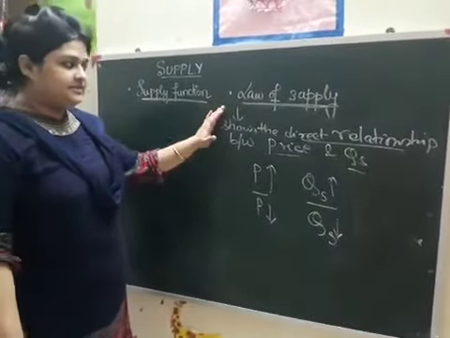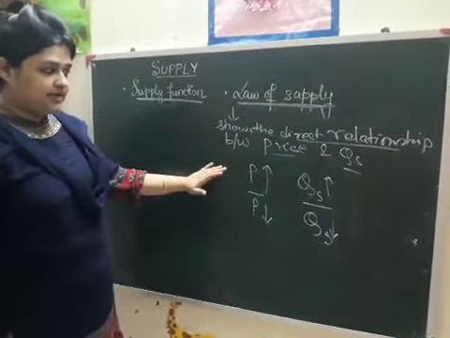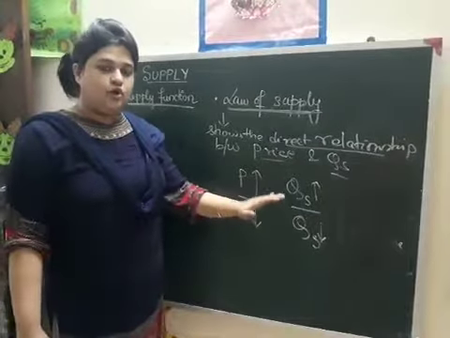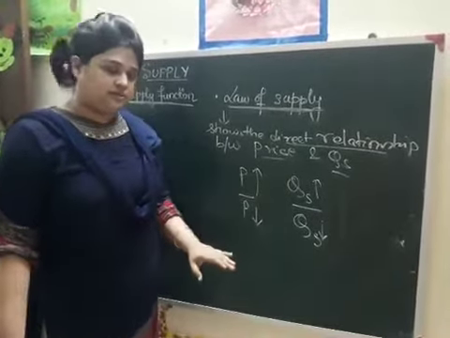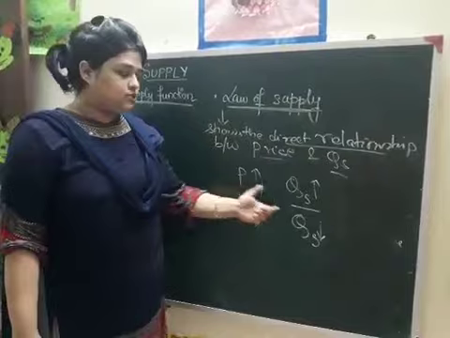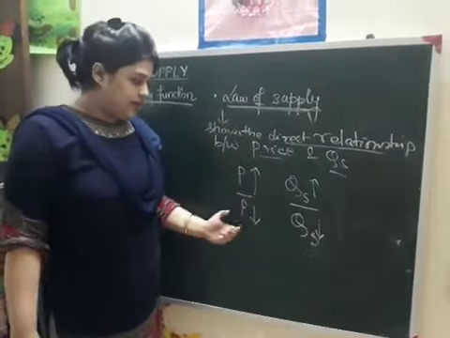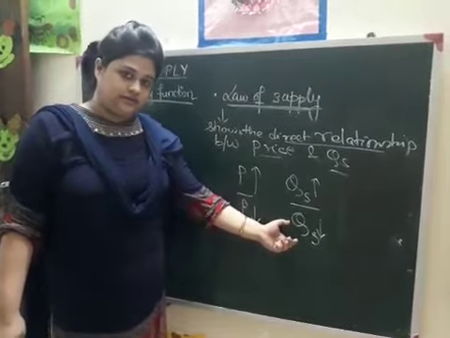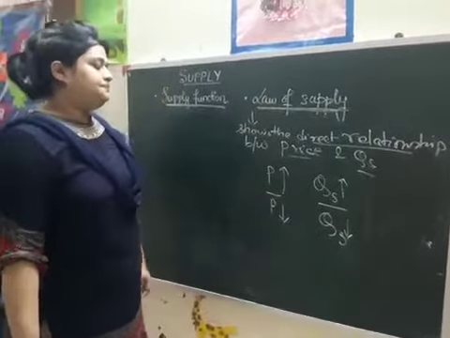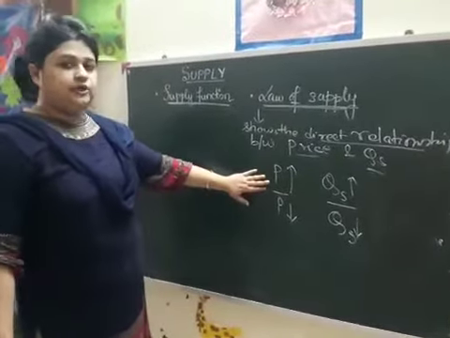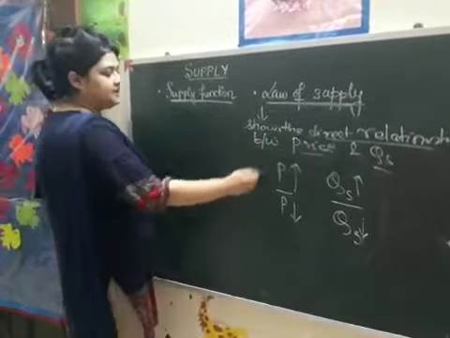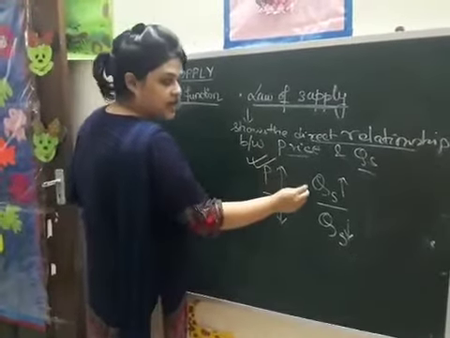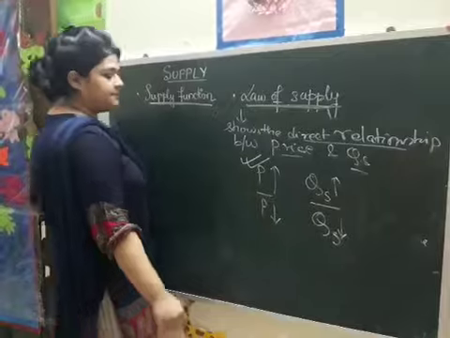So law of supply tells that the price of a commodity and its quantity supplied always have a direct relation. That is, when price increases, quantity supplied increases, and when price decreases, quantity supplied in the market decreases. Now, there are two reasons why this happens. When price goes up, why does quantity supplied increase?